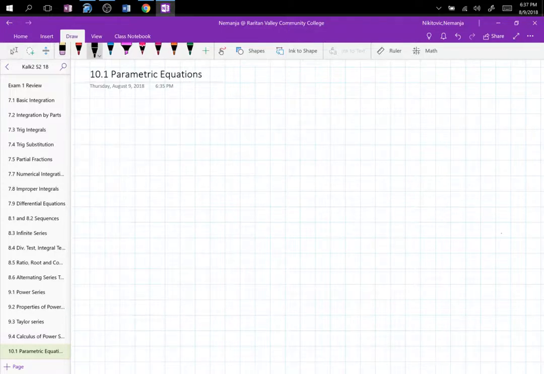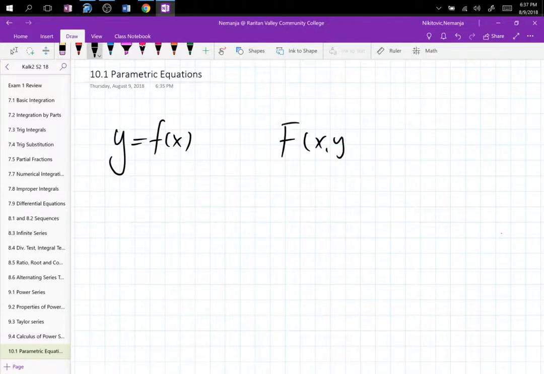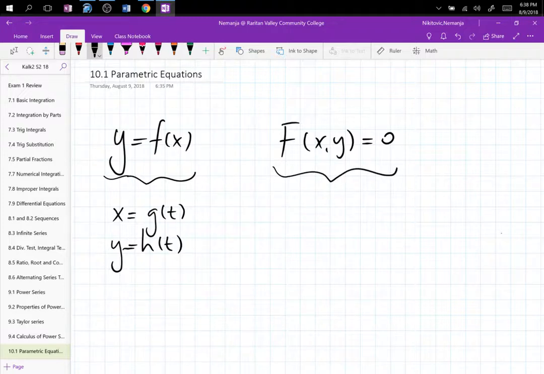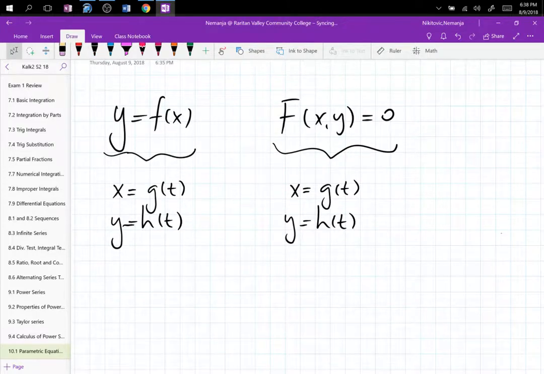So if I have a function y equal f of x, or if I have an implicit function f of x y equal to 0, right? What parametric equations do is they take this and they break dimensions. X equals g of some, let's say, parameter t, and y equals h of some parameter t. And they would do the same thing for formulas that are not functions and create x equals g of t and y equals h of t. So this is what parametric equations do.